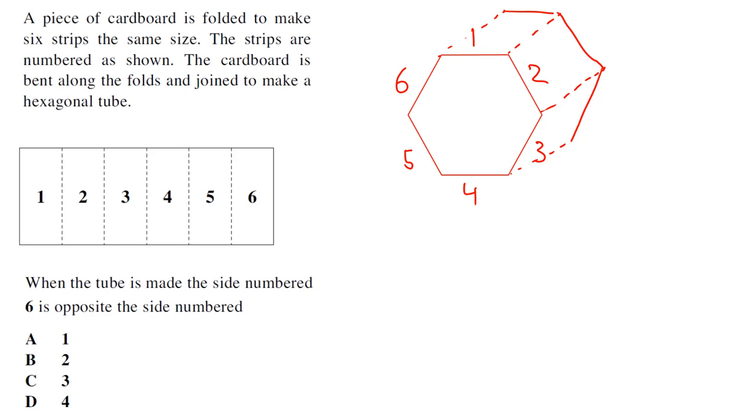So, we're looking for the tube with the side numbered 6. What is opposite that? Well, the side numbered 3, of course. And you can see that very clearly here, and even so, if you do your very best to visualize. So, our answer here is C, 3.